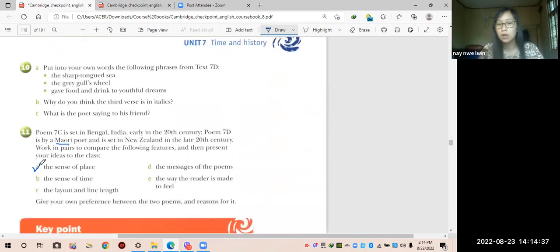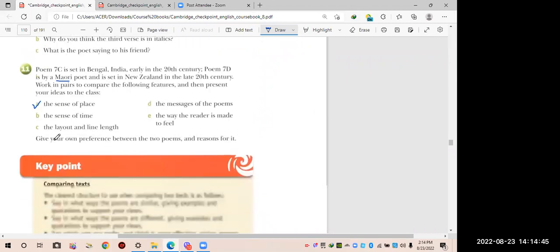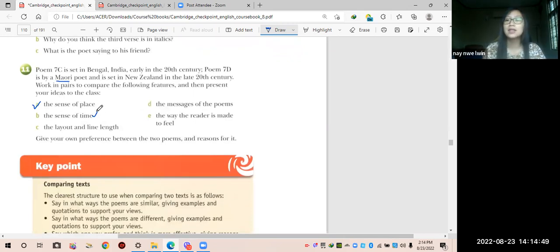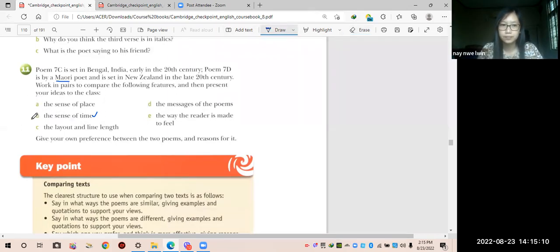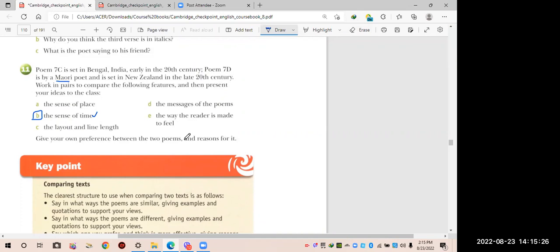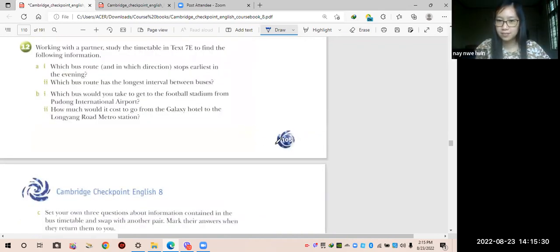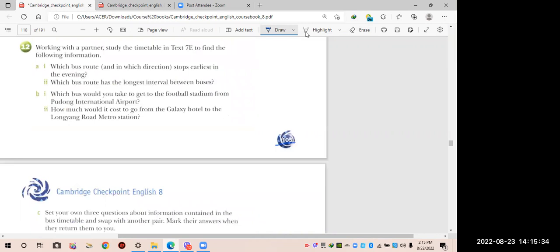So did you get the answers for number A? Yes. Okay. So we will move to number B now. When you get the answers for number B, you can type your answers in the chat. First you have to think whether the sense of time is different or the same. And after that, you have to find the proper conditions to support your answer. Okay. So now number B. Page number 105. Got it, okay.